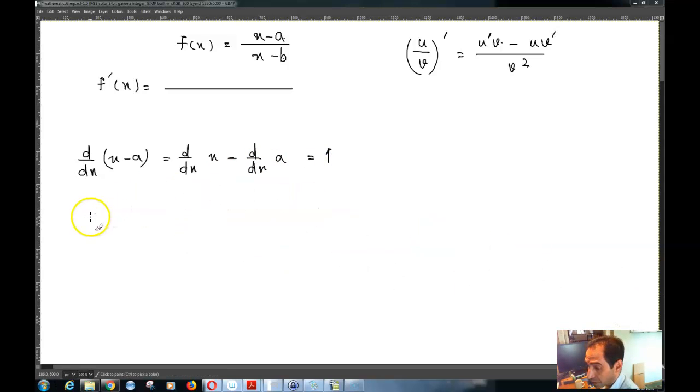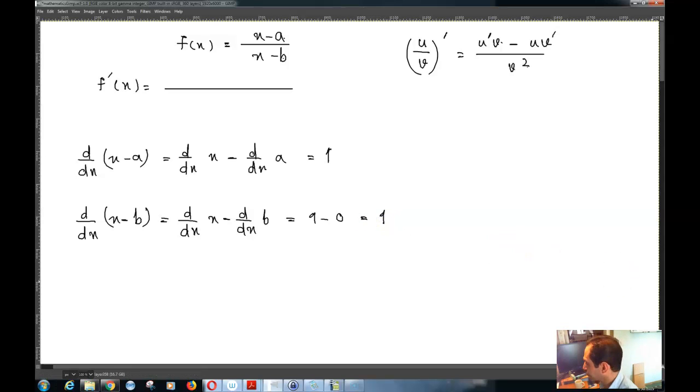And then d by dx of x minus b is equal to d by dx of x minus d by dx of b, which is equal to 1 minus 0, again equal to 1.